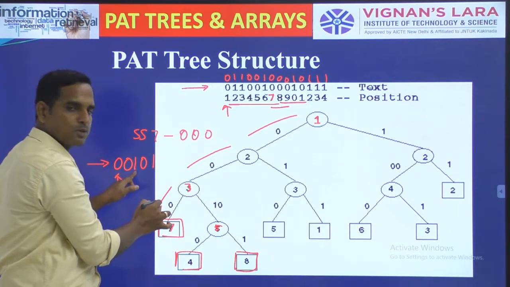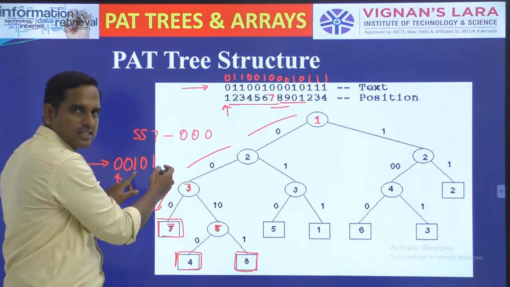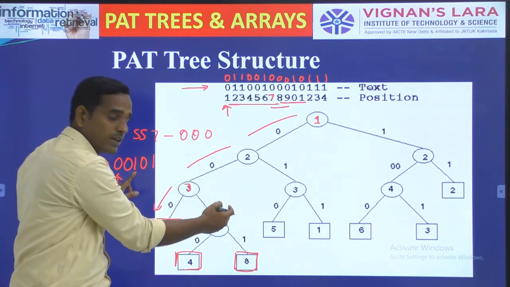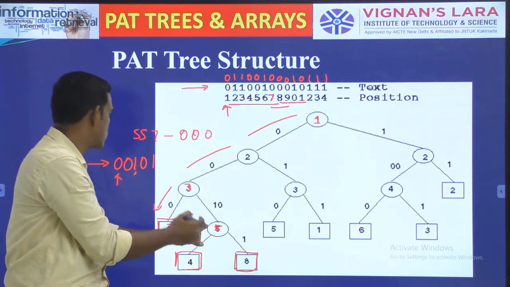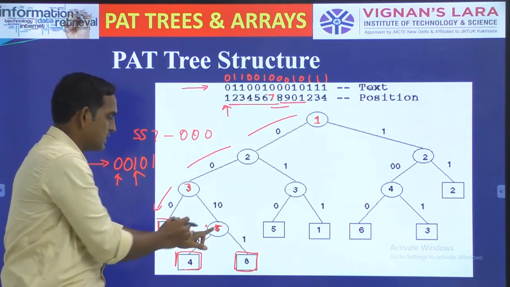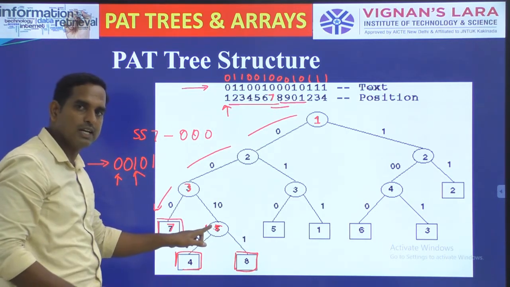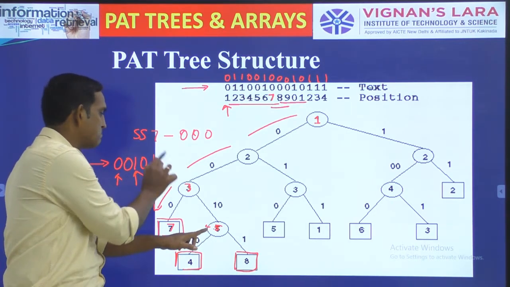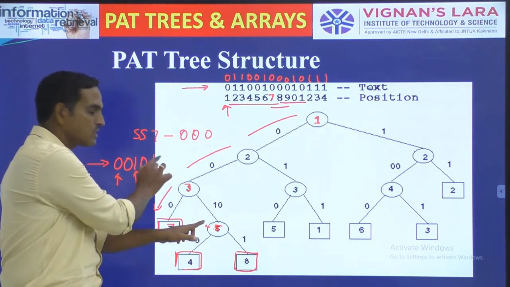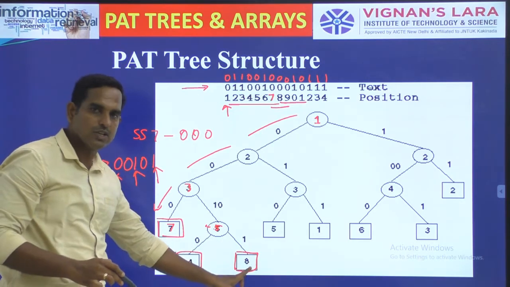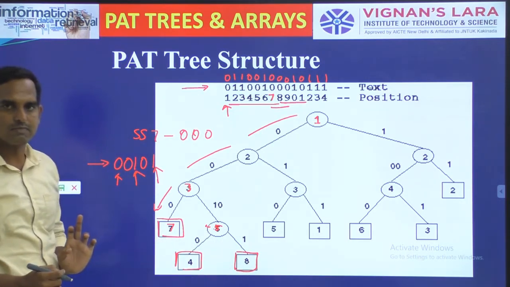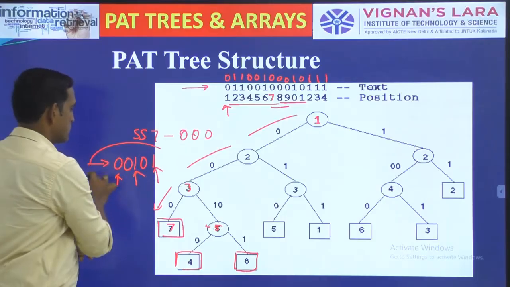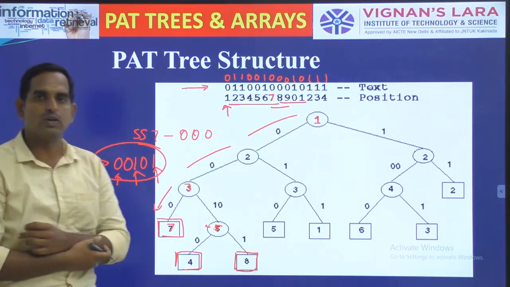I have to check the third position, that is 1. So when I check the third position, I have to go for the right node, right subtree. I will go to this place. Okay, there is a 5 present in your particular internal node. So since there is a 5 present, I can skip the 4. I can directly check the 5th element, which is your 8th system. Okay, that is, you are searching for this pattern 00101.